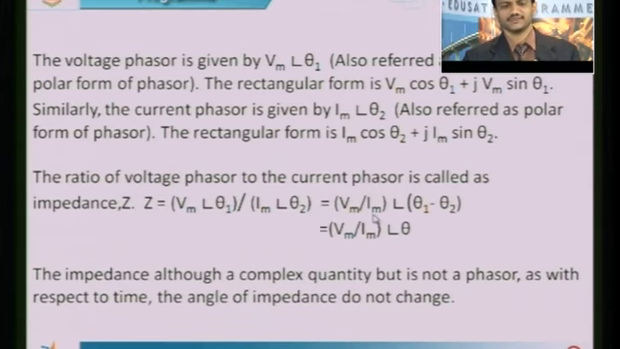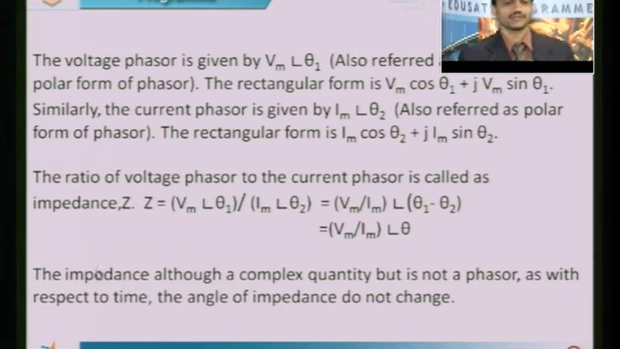So, Vm by Im: for complex numbers in polar form, when you take the division, the magnitudes divide, whereas the angles are subtracted. So, Vm by Im at an angle of numerator angle minus the denominator angle. So, Vm by Im at an angle of theta. This is the representation of the impedance in polar form. You can also write this in the rectangular form as Vm by Im cos theta plus j Vm by Im sin theta, where theta is theta 1 minus theta 2.